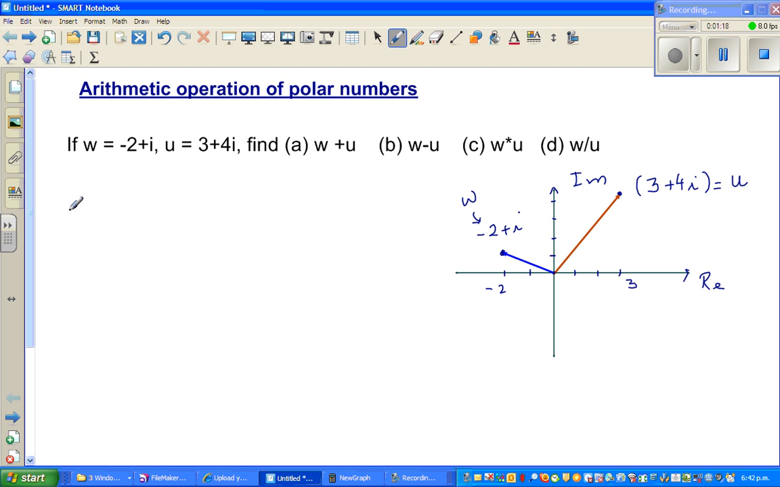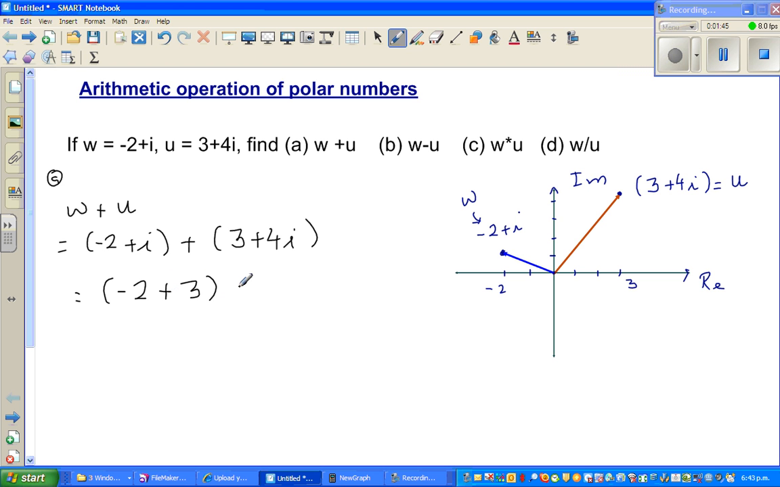So what does this mean? If you want to find W plus U, you basically add minus 2 plus i plus 3 plus 4i. What you do is you add the real part and the imaginary part separately. I'll explain graphically and also on a calculator. So this is minus 2 plus 3 plus i plus 4i, which is nothing but 1 plus 5i. That's the answer. Now what does that mean?